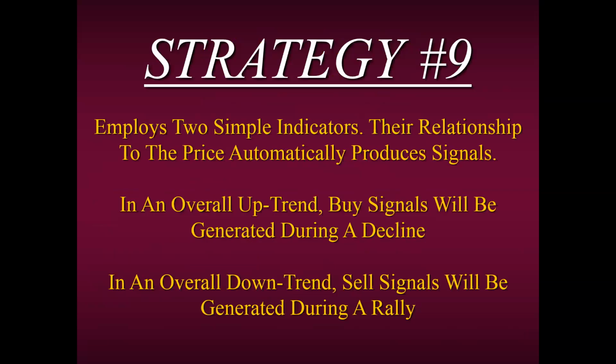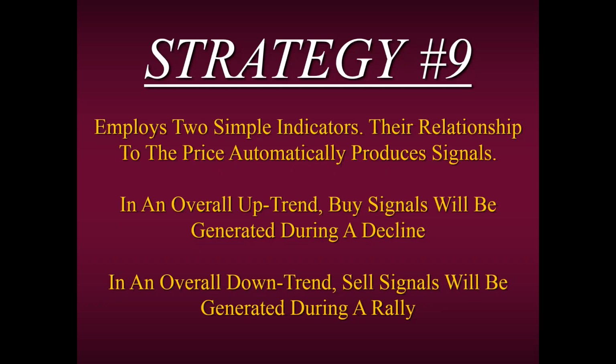Now, some more information about strategy number 9. It employs 2 simple indicators. Their relationship to the price automatically produces the signals. Now, I'm sorry, I can't give away the rules. I've done that with a couple of other webinars where I've given half of the rules. But strategy number 9 is extremely simple, and if I even gave away one of the rules, it would be easy to reverse generate.